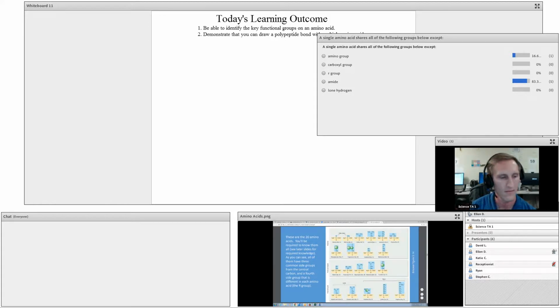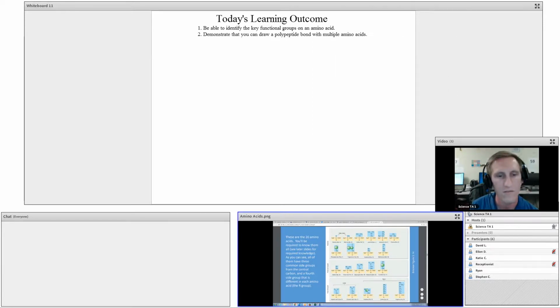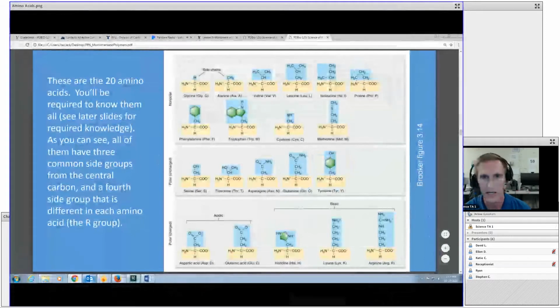So I got a little confused identifying the difference between an amino group and an amide. Could you explain the difference? Yeah, for sure, and good question, Ellen. I do want to put you on the spot though. Here, I'm going to pull up this chart right here.